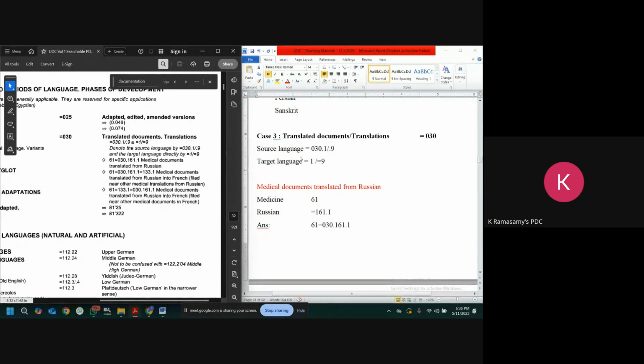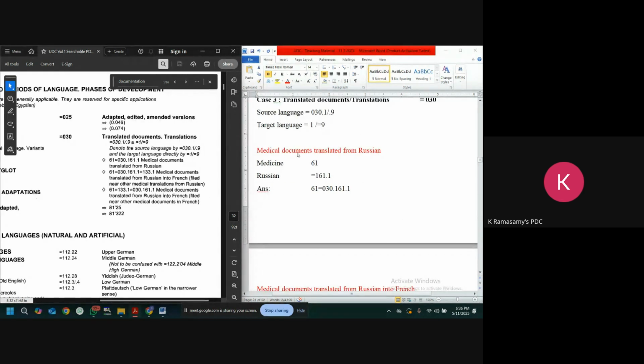Okay, see, two kinds are there. To denote the source language, you can use 030.12.9. You can use it for the source language. To mention the target language, you can use the equal to symbol, 1/1/129. That means to mention the target language, the language number can be used as such, prefixed with the equal to sign. To denote a source language, you need to mention 030 dot, then you have to mention the language number.